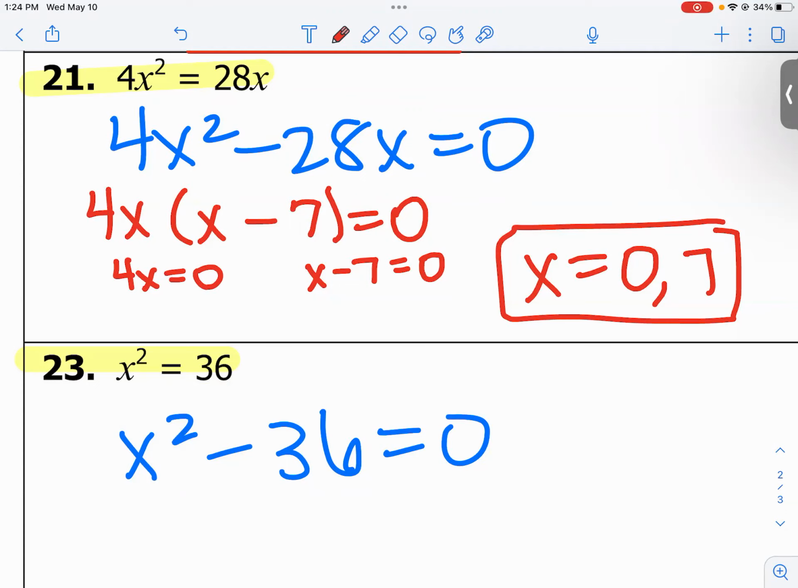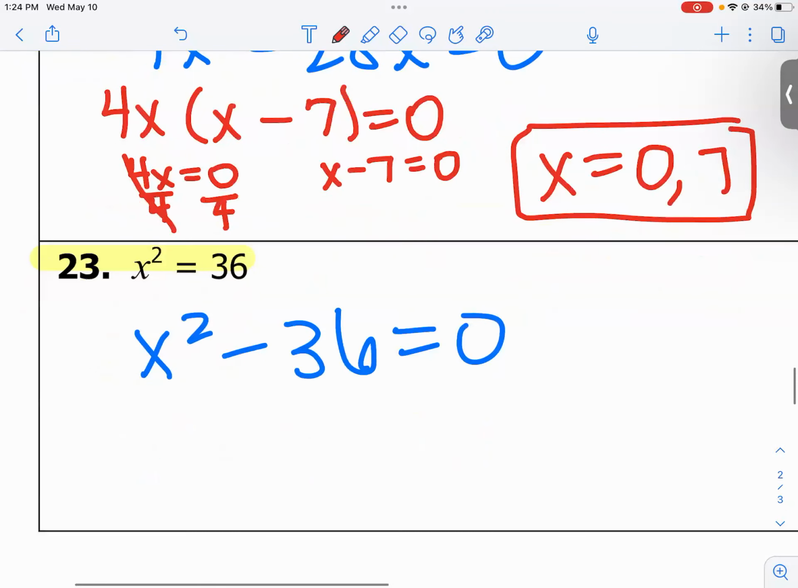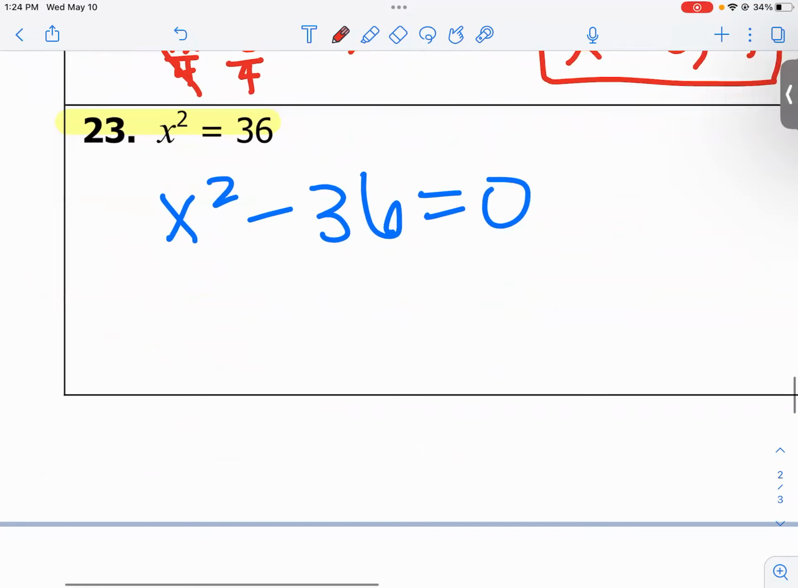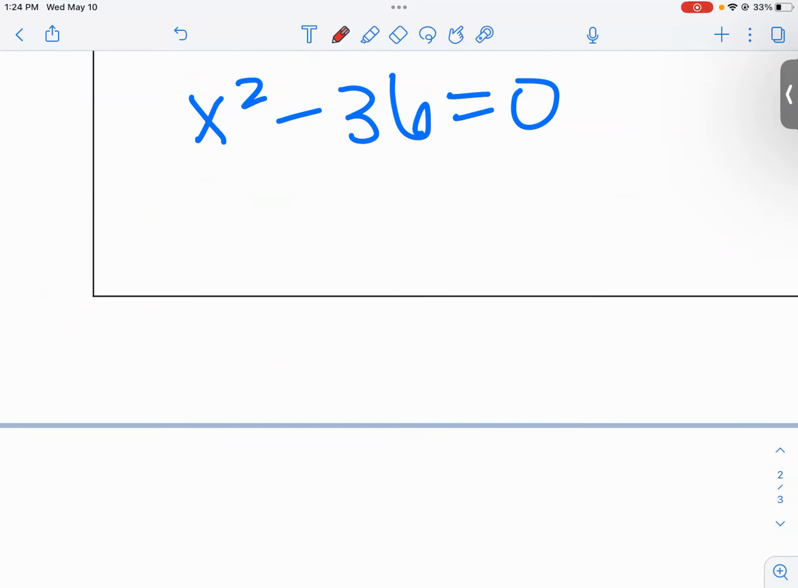Since our two factors are 4x and x minus 7. Preston. 4x equals 0. Well, if I want x by itself, I'm going to divide the 4 over. And then here, I add the 7 over. Question? Would number 20 be 6? No, not just 6. Okay, now in number 23, I've gone ahead and I subtracted that 36 over.